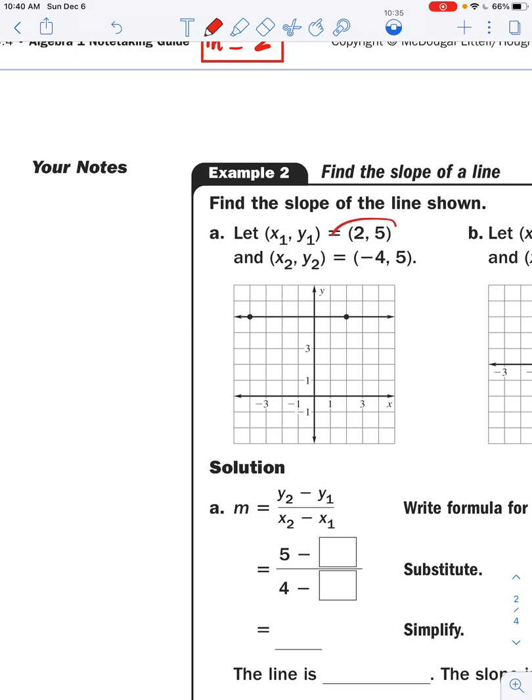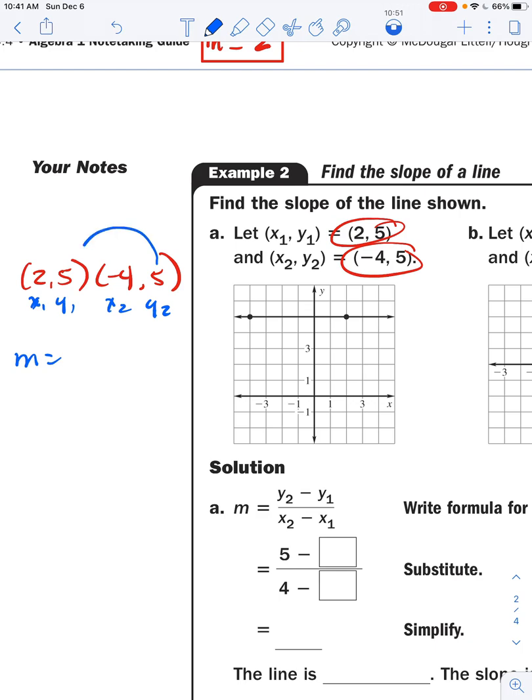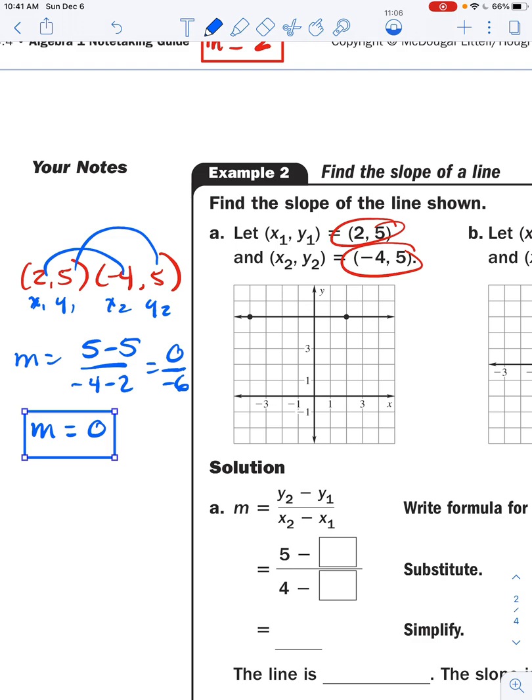I'm going to do the same thing. I've got my point 1 and my point 2. So from 2, 5 to negative 4, 5. I like to just kind of keep track. This is x1, y1, x2, y2. So my formula is y2 minus y1 over x2 minus x1. And I get 0 over negative 6, which is really confusing. But if you do that on your calculator, you're just going to get 0.